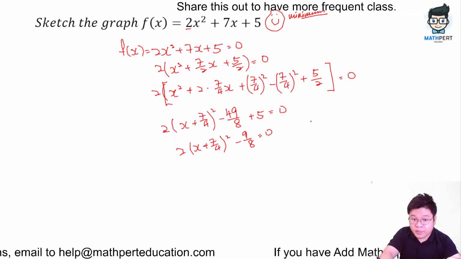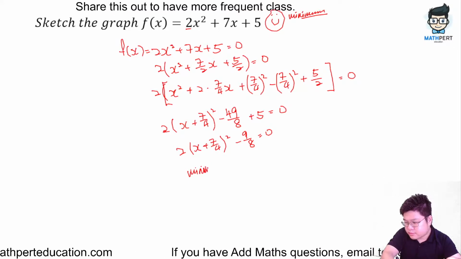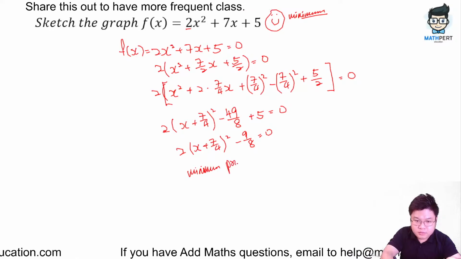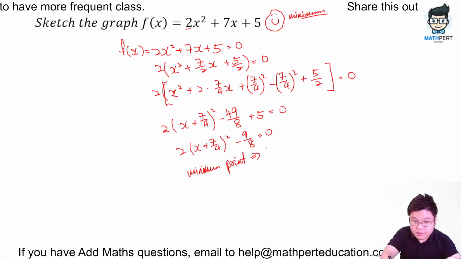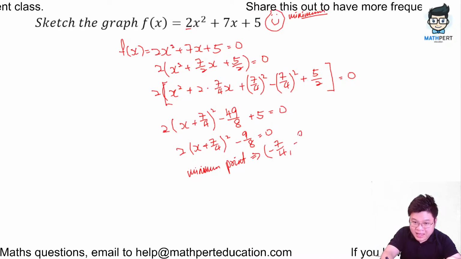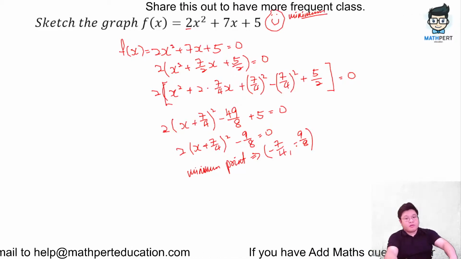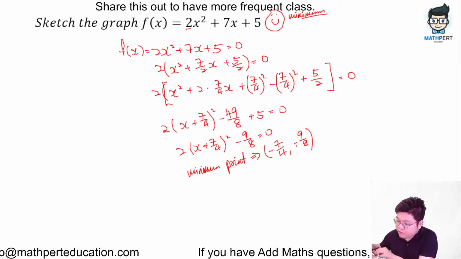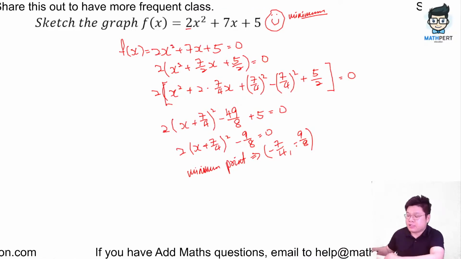Okay, so meaning that the minimum point is at negative 7 over 4 and negative 9 over 8. Now we have the minimum point. Then what's next? We need to find out where is the intersection point at x-axis and y-axis.